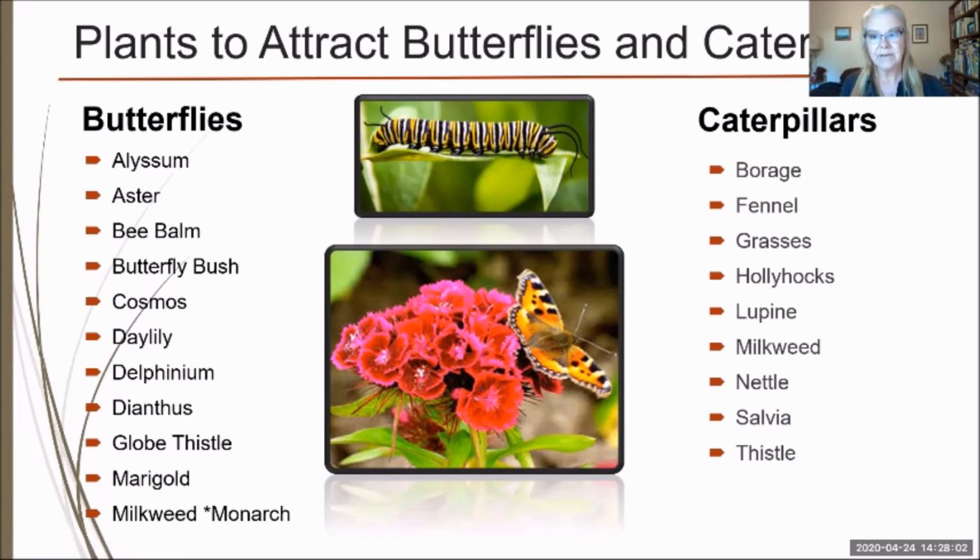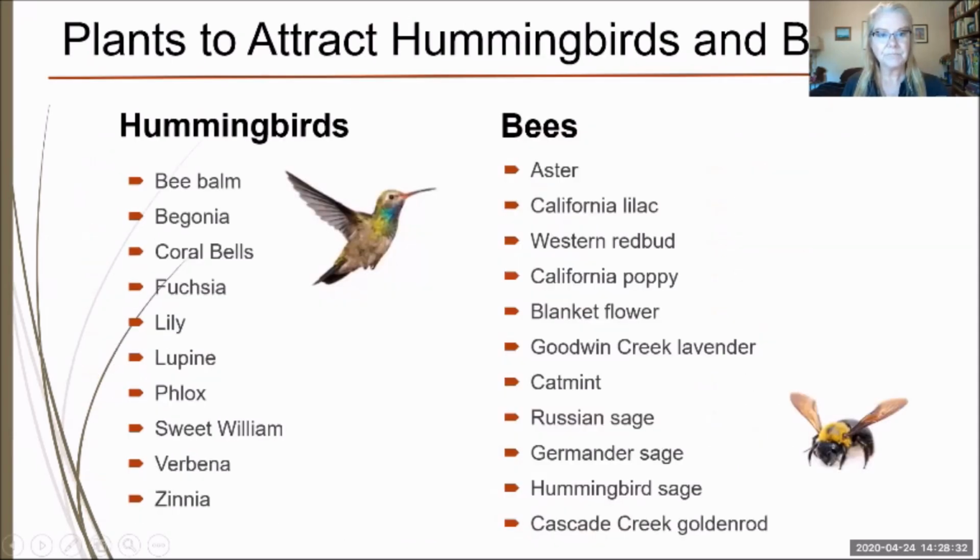Butterflies love aster, bee balm, daylilies, dianthus, marigold, and milkweed is huge for monarch butterflies. So the caterpillars really need that to survive. So that might be a nice one to put in your garden. Caterpillars: borage, fennel, lupin, again milkweed, salvia. So these are just some of the plants, and they're beautiful plants too.